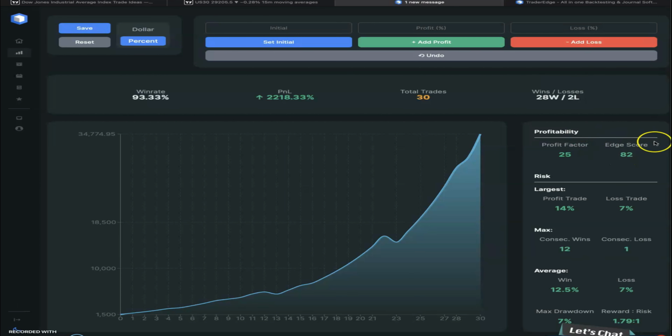So Edge Score, that's their little algorithm. I don't really care too much about that because it seems more like a marketing platform, if anything, to me.